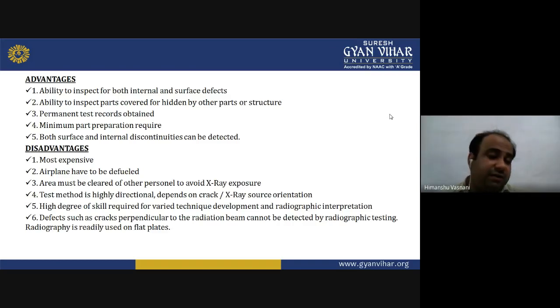The disadvantage is that it is most expensive, and the area must be cleared of other personnel to avoid extra exposure. The test method is highly directional and depends on crack or X-ray source orientation, which is obviously important. A high degree of skill is required for technique development and radiographic interpretation. Defects such as a crack perpendicular to the radiation beam cannot be detected by radiographic testing. So radiography is readily used on flat plates.